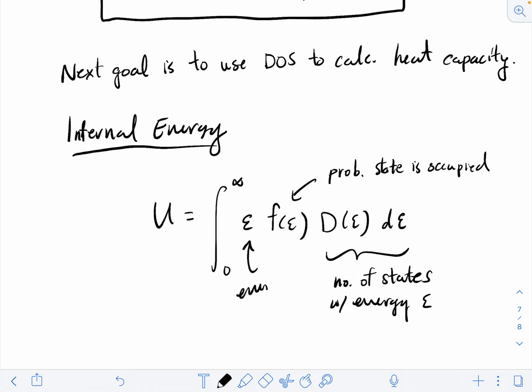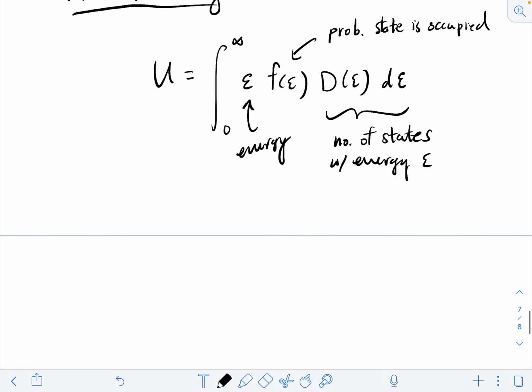And then this is just the energy. And so we find how many states there are with energy epsilon. If they're occupied, we count them, and then we multiply by the energy of those states, and we add them up for all the values of energy from 0 to infinity. And that's the internal energy of our system.